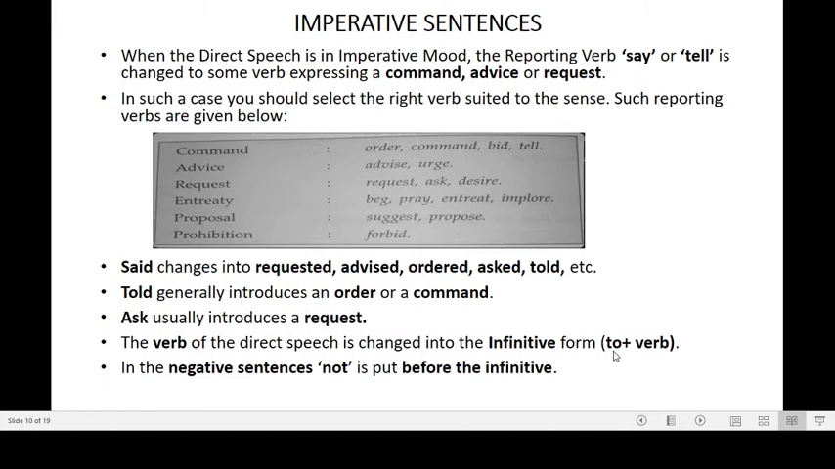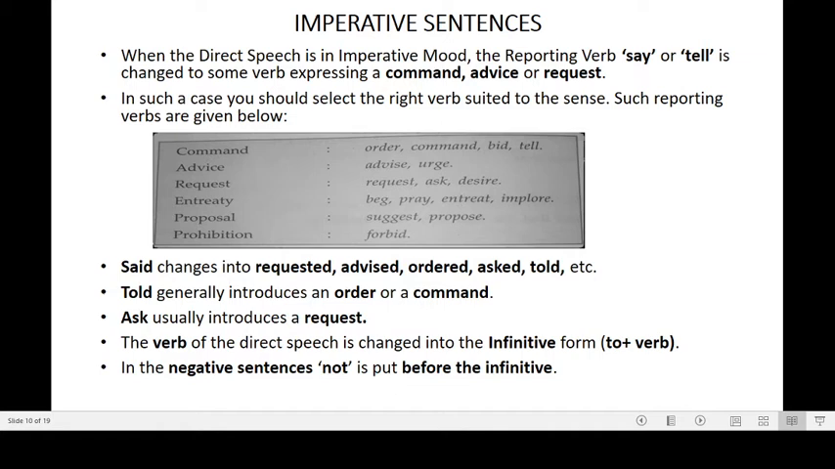An infinitive form is to plus verb. For example, to give, to take, to write, to read. Such an infinitive should be used in these sentences. And in the negative sentences, not is put before the infinitive. For example, don't close the door.